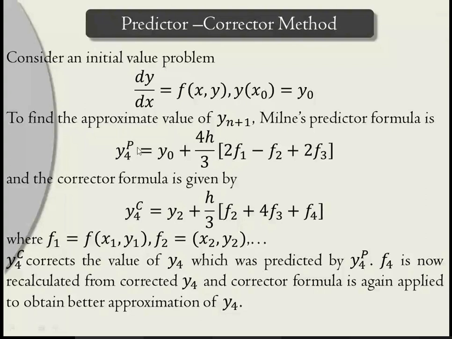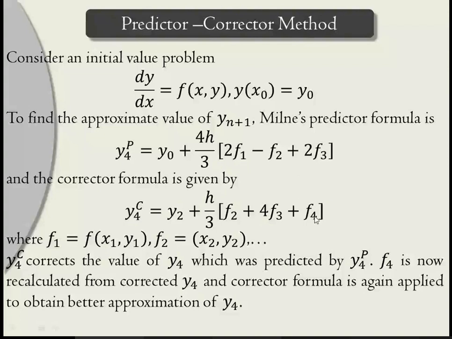If this predicted value and corrected value match, the problem gets solved. Whatever gets matched will be the final answer. But if these two values don't match, then use the corrected value of y4 that we get, and find f4 again. f4 was previously calculated using the predicted value. Now calculate f4 using the corrected value, and do the calculation again.